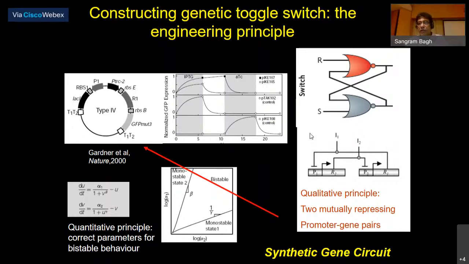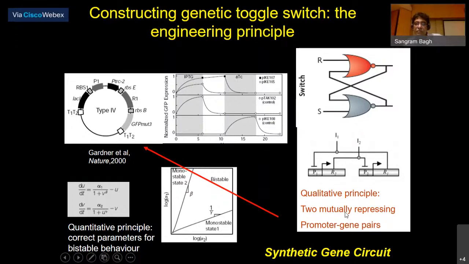First, you took a principle from engineering, and it is called RS latch. It looks like that. You do not have to understand at this moment what RS latch is. So the very first thing: what is the manifestation of the RS latch in the biological regime? In the biological regime, it says that if you have two mutually repressing promoter-gene pairs, it will give a similar kind of qualitative behavior. But this is a qualitative principle. If you know this qualitative principle, still you cannot make this memory device.